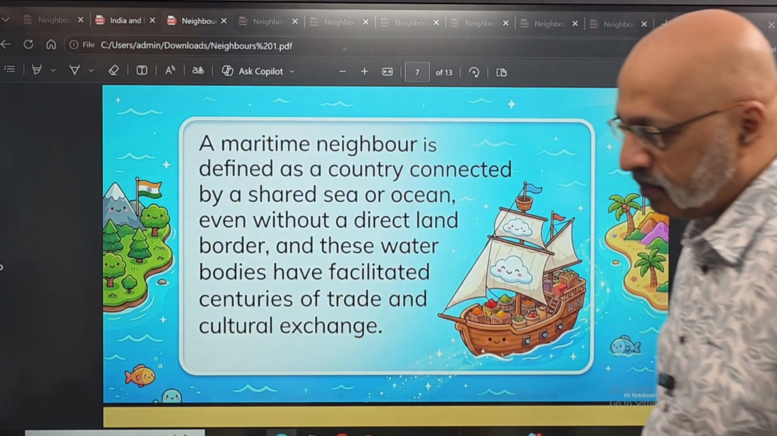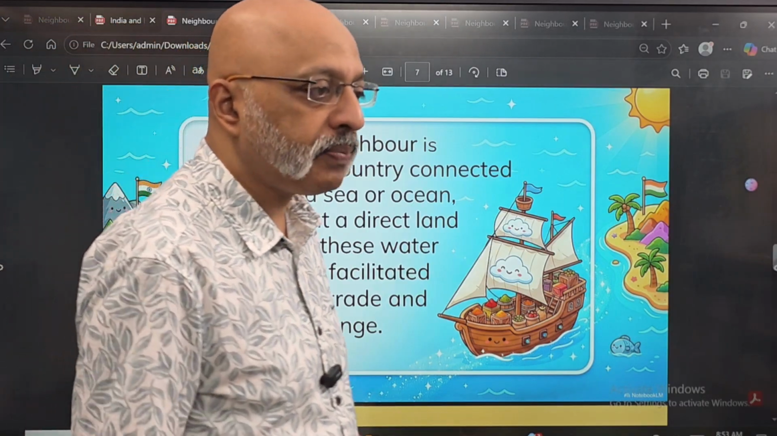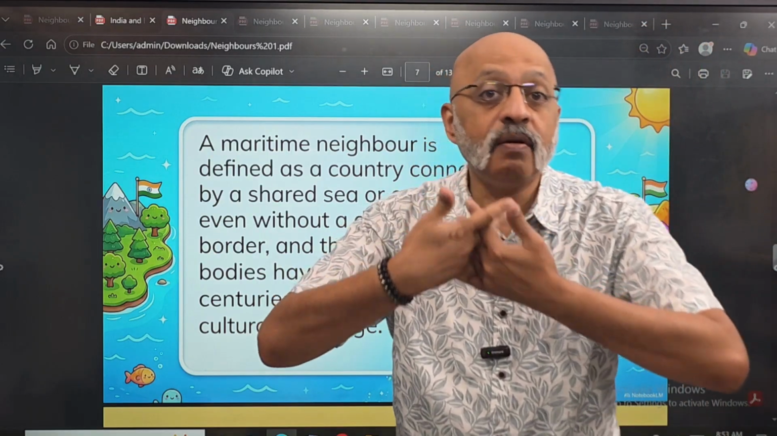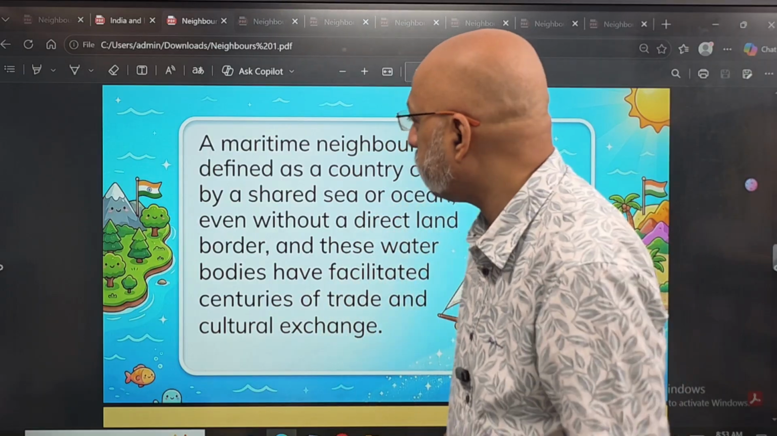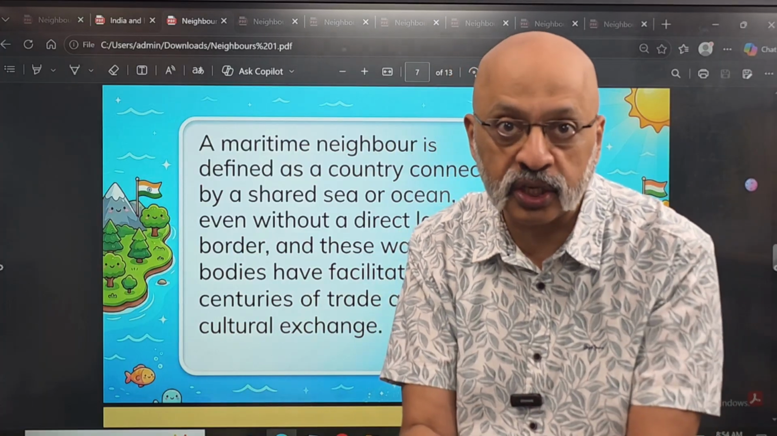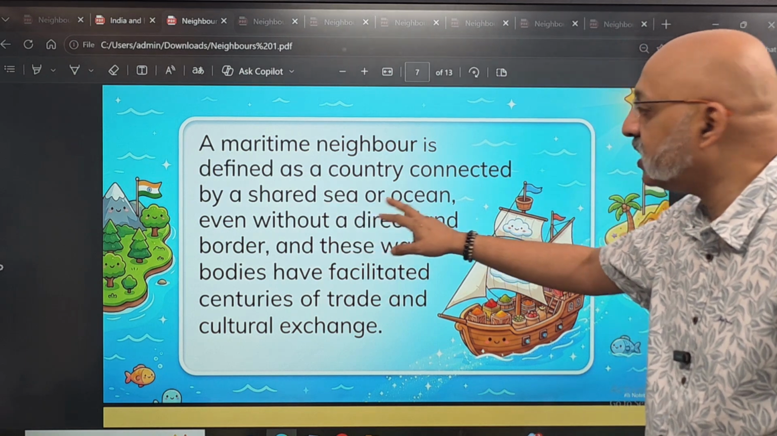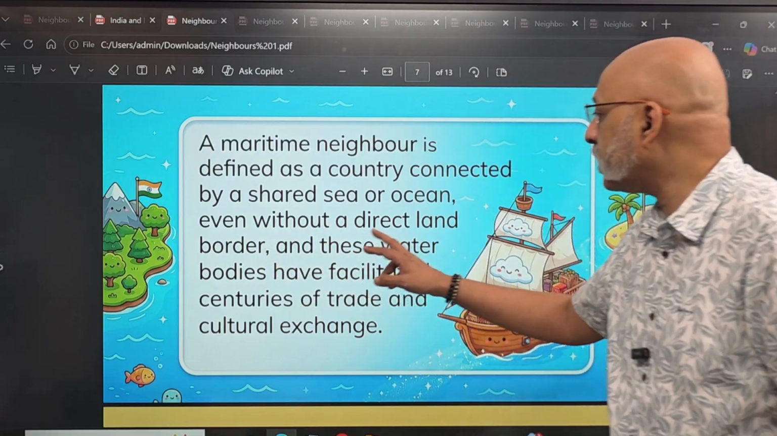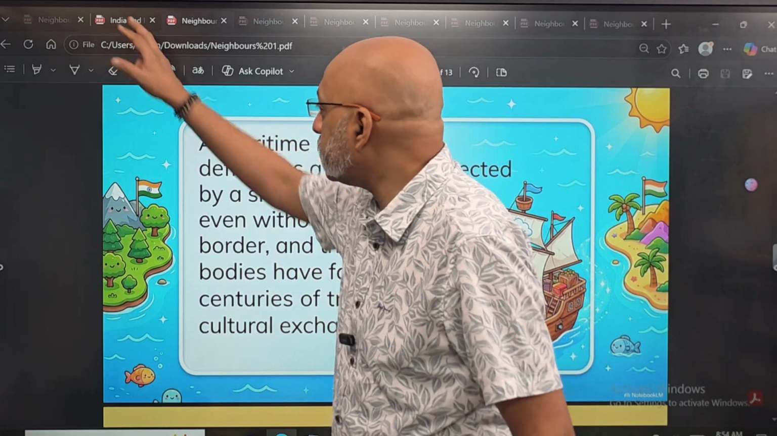What is a maritime neighbor? Now, this is something which you have understood with respect to a land neighbor. What happens in the case of neighbors like Sri Lanka, with which we do not have a straight land boundary? How can we describe them as neighbors as well, or the Maldives? A maritime neighbor, maritime is another word for water, sea, ocean, right? A maritime neighbor is defined as a country connected by a shared sea or ocean, like in the case of Sri Lanka and the Maldives. Even without a direct land border, we don't have a direct land border with Sri Lanka.